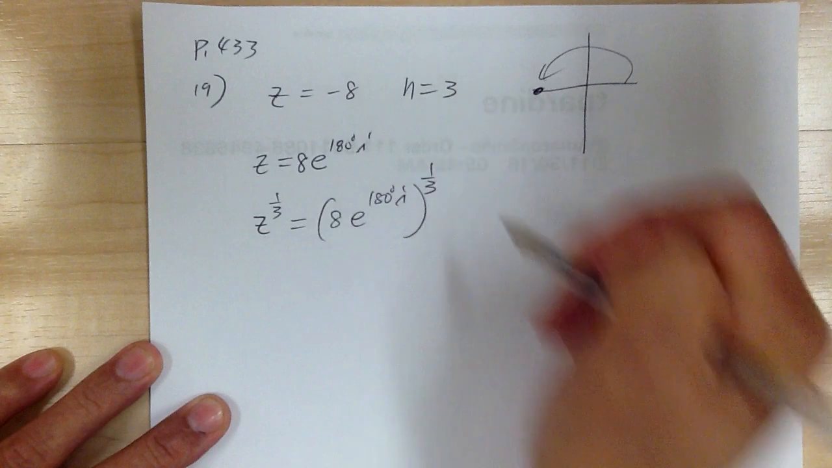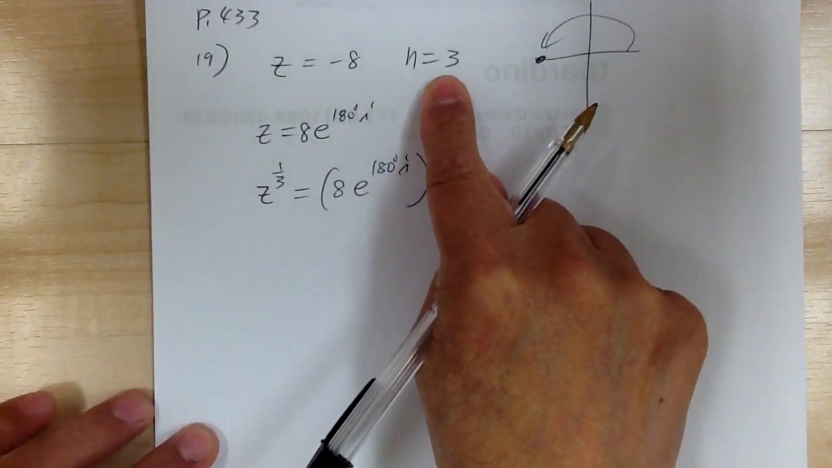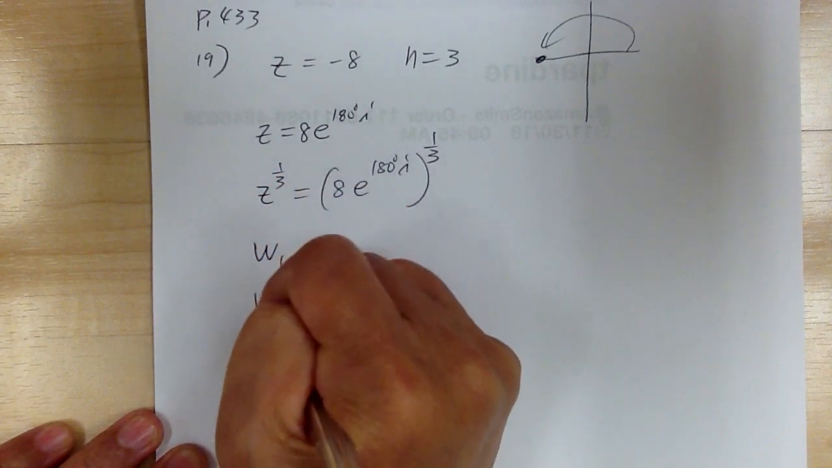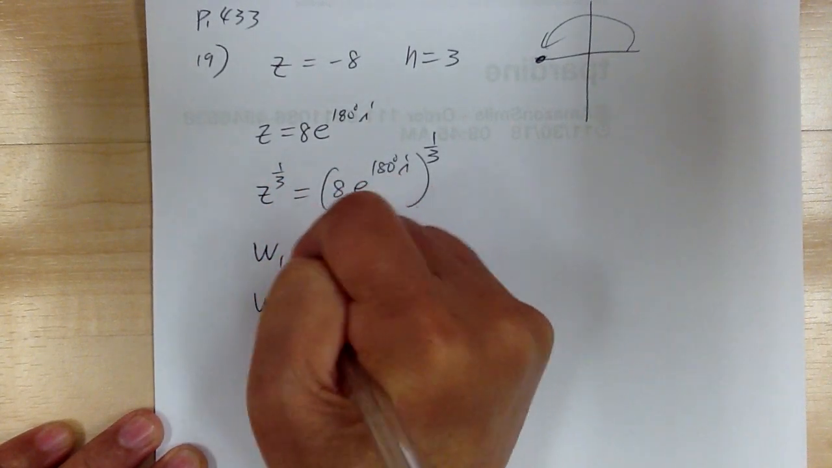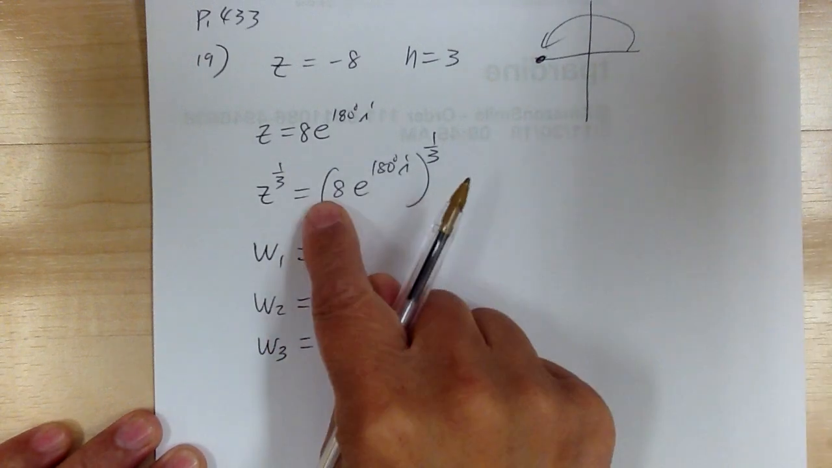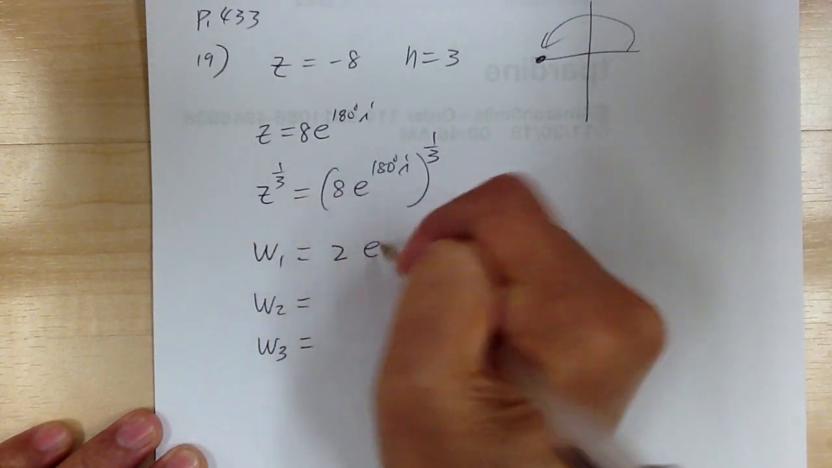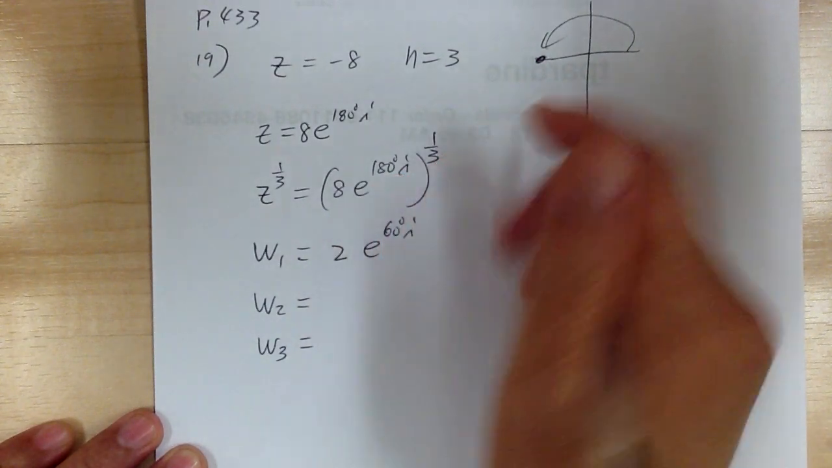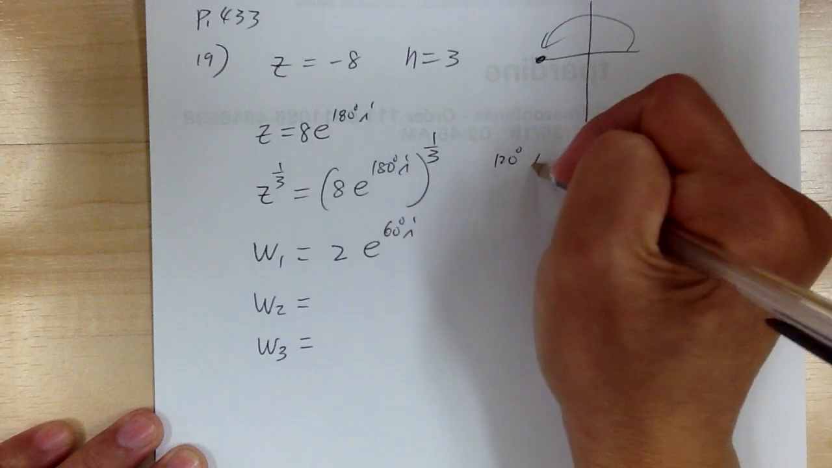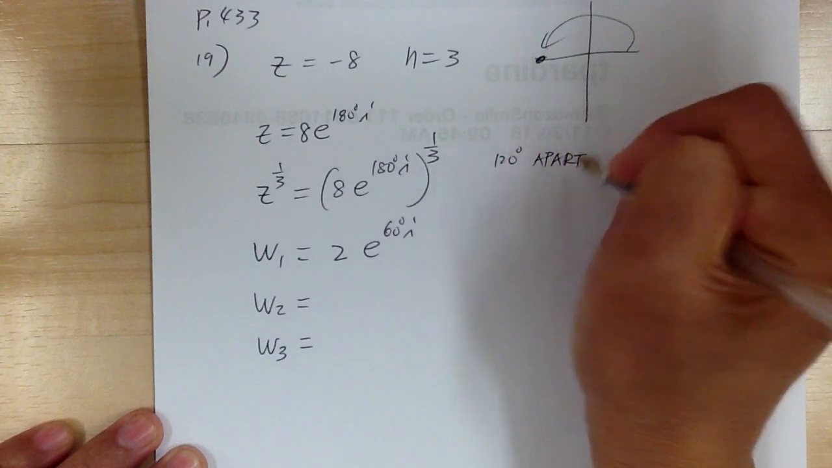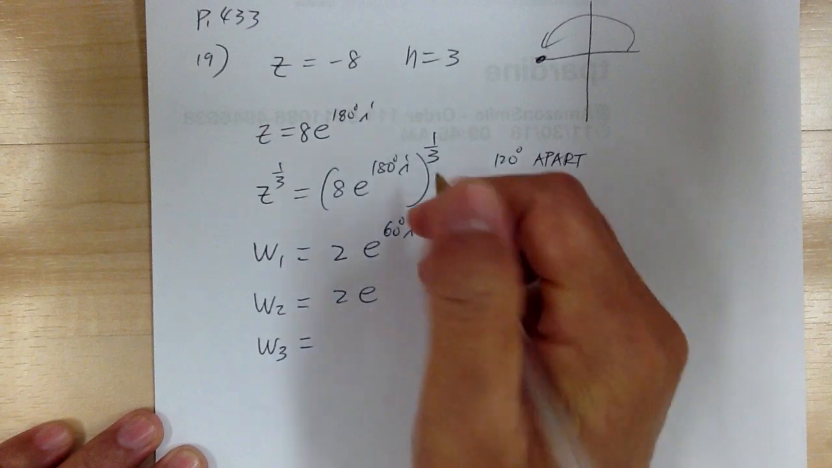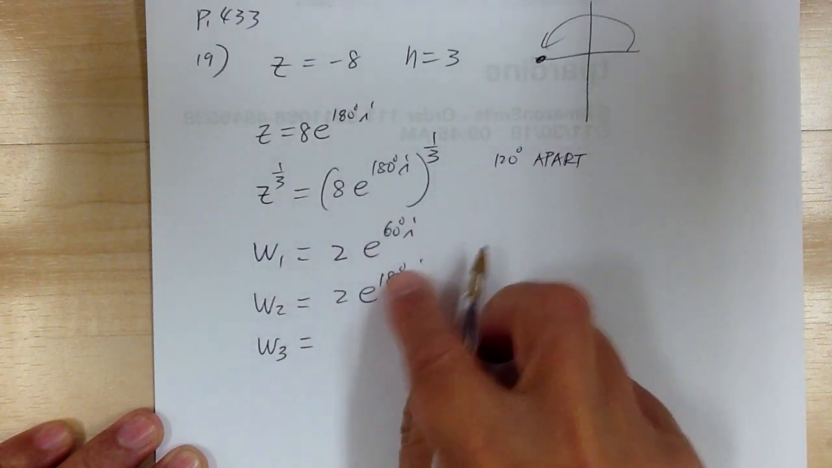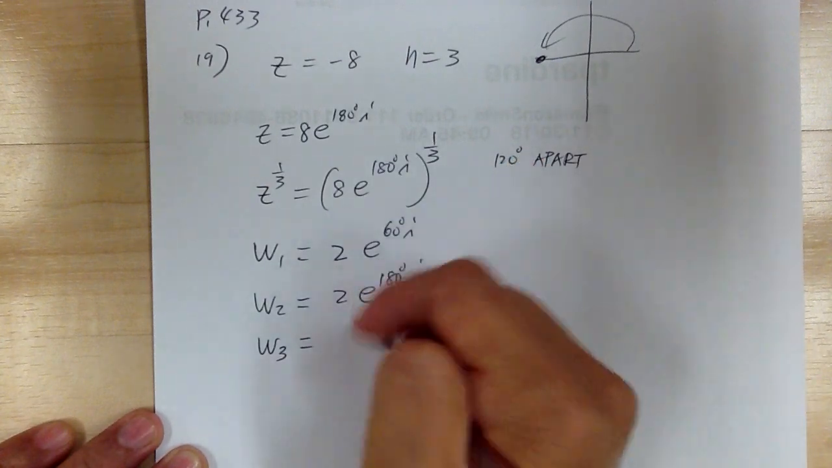So take to the 1/3 power. Now because n equal to 3, when you take the cube root, you're going to get 3 answers. So you take the cube root, you're going to get 2 e to the 60 degree i. Now because there are 3 answers, there's going to be 120 degrees apart, right? So the next one would be 2 e to the, you add 120, so you get 180 degree i. You add one more 120, so you get 300.